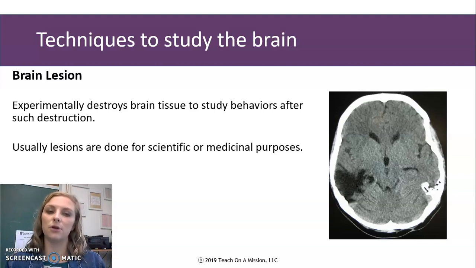Brain lesions were the very first type of technique that was used to study the different parts of the brain. What it is, they actually go in and experimentally destroy the brain tissue. Usually it's burned or cauterized. And then those are done in order to compare how was behavior before they did the lesion, how was behavior after. Usually it's done for scientific or medicinal purposes, but sometimes it happens because of trauma to the brain. For example, we would lesion someone's brain potentially to help them if they're suffering from epilepsy or seizures.